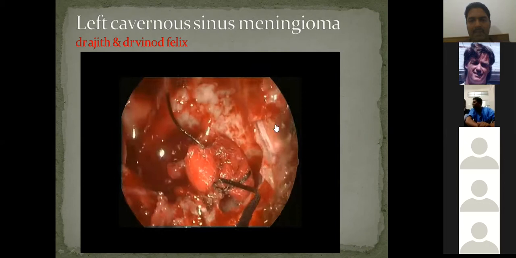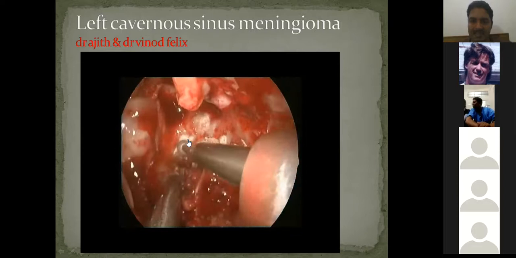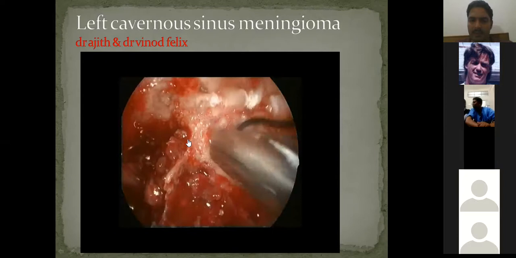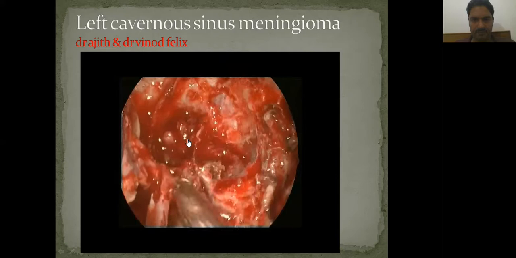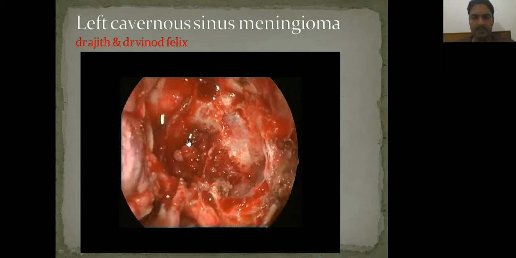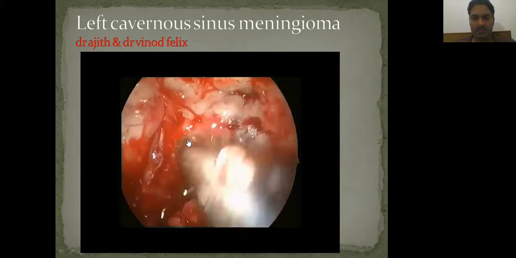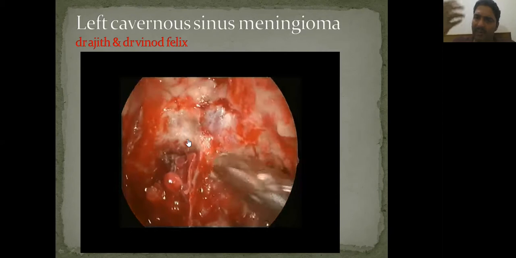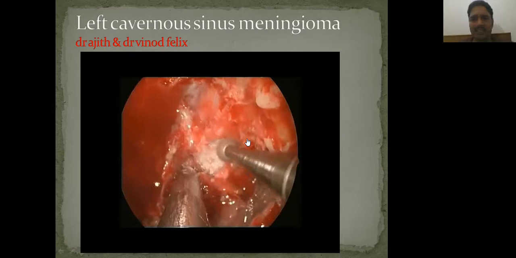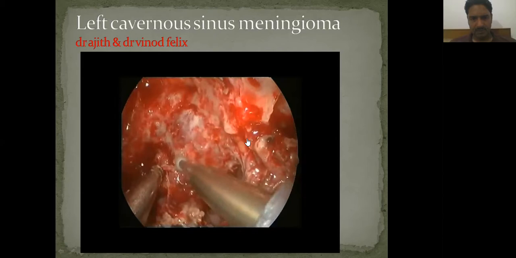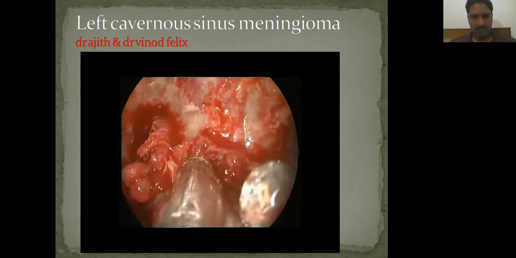Now we are drilling over the cavernous sinus. There is drilling over the cavernous sinus region now. Make the bone paper thin and then remove it. So we are drilling over the cavernous sinus and anterior to the cavernous carotid. We are using the Doppler probe to identify the carotid artery. Doppler is a very essential instrument in these sorts of surgeries. That is the foramen lacerum.